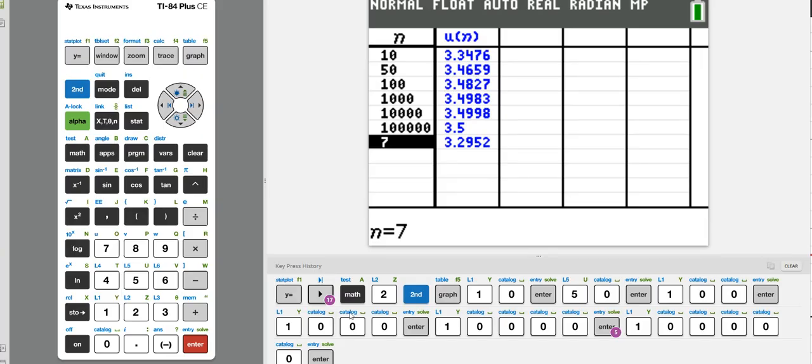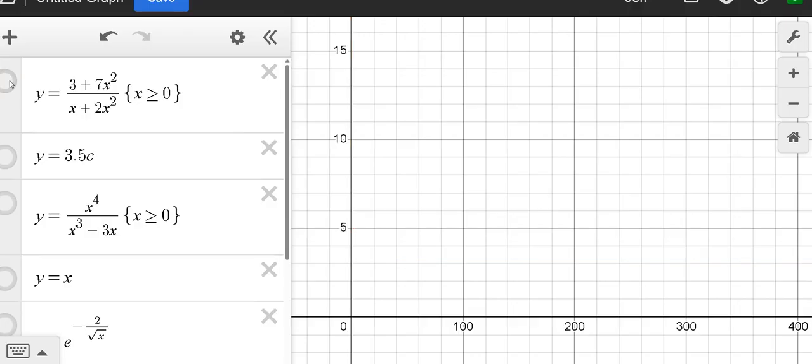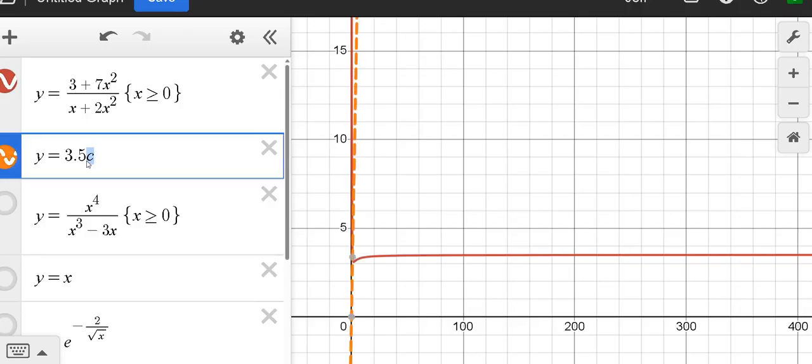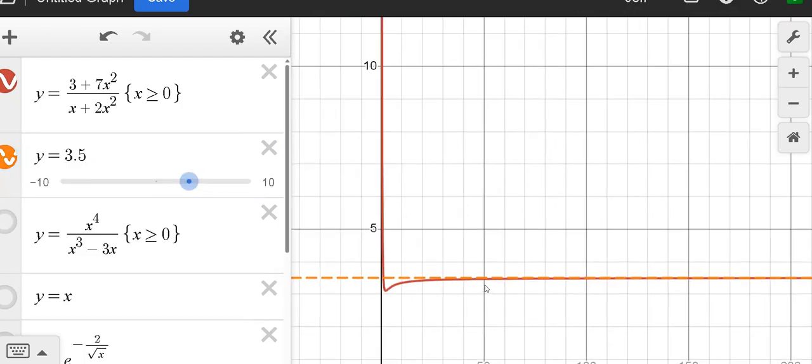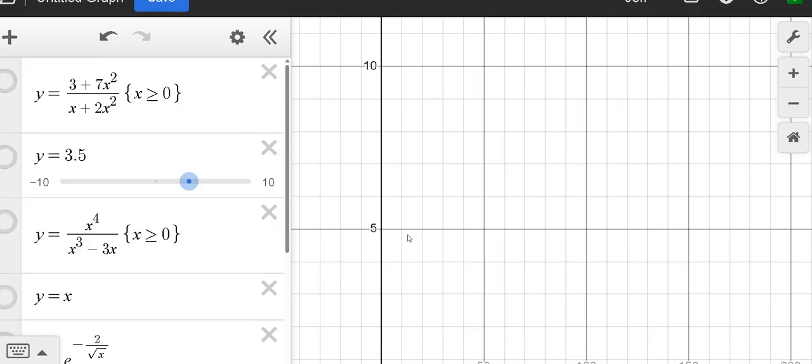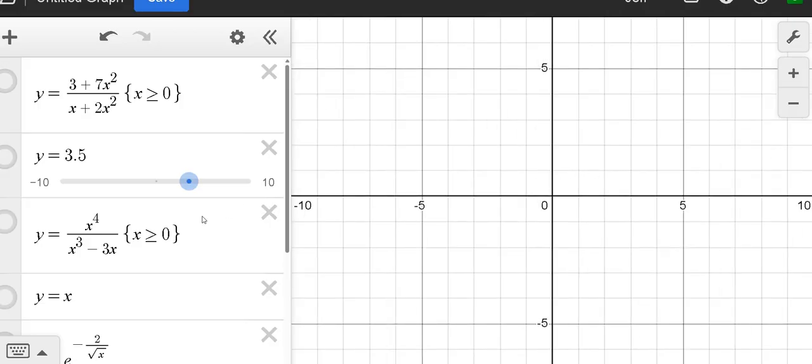And take a look at this. It finally figured out n equal 100,000. I knew it would catch up. I knew I had faith in you. So let's shut this one off. You can kind of see here that y equals 3.5 is your horizontal asymptote. It gets closer and closer to that. It'll never quite touch it. But let's take a look at this function.